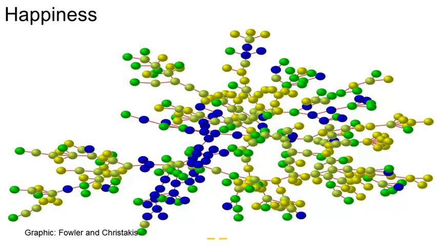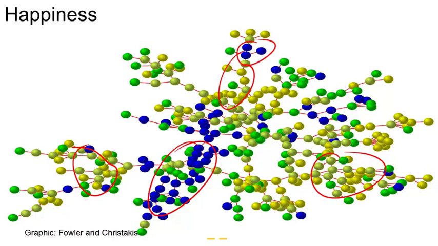Now, people who are blue here are unhappy, and people who are yellow are happy. So yellow is sort of sunny. If you notice, you see clusters of yellow people, and then you see clusters of blue people. So what you've got is unhappy people hang out together, and happy people hang out together.